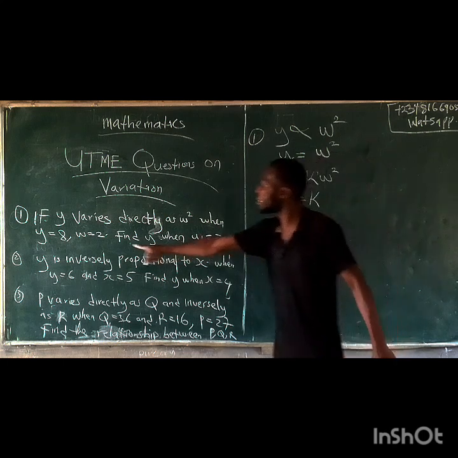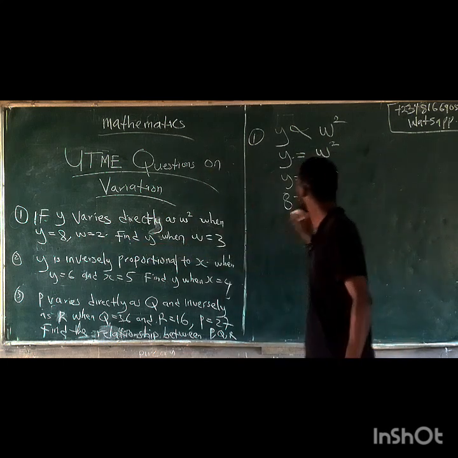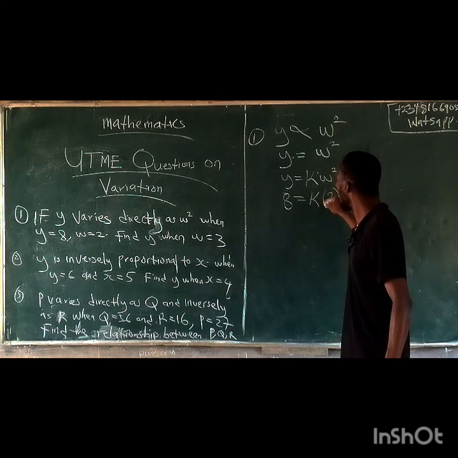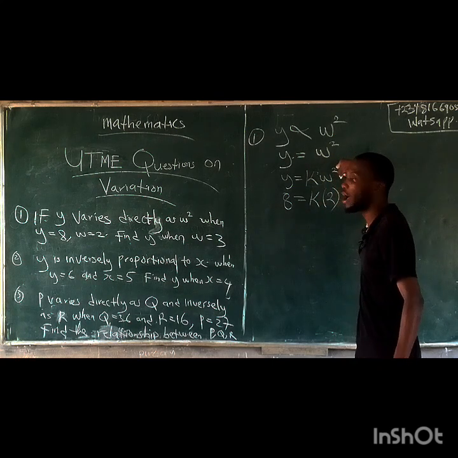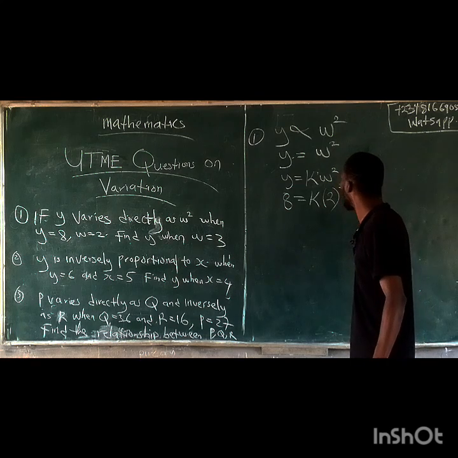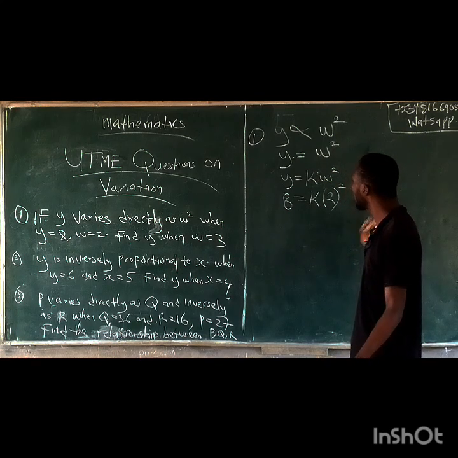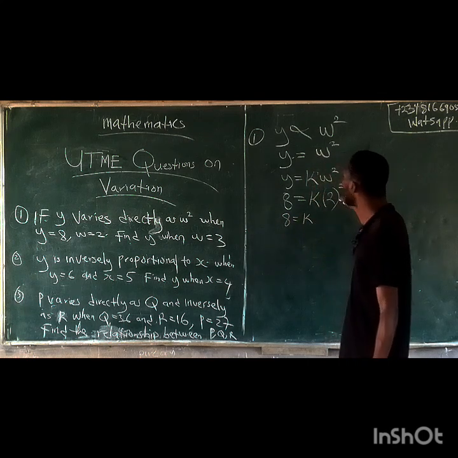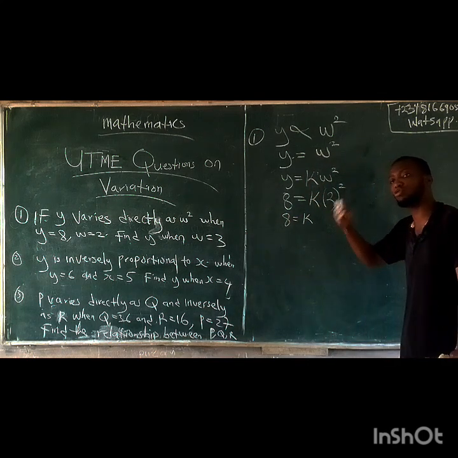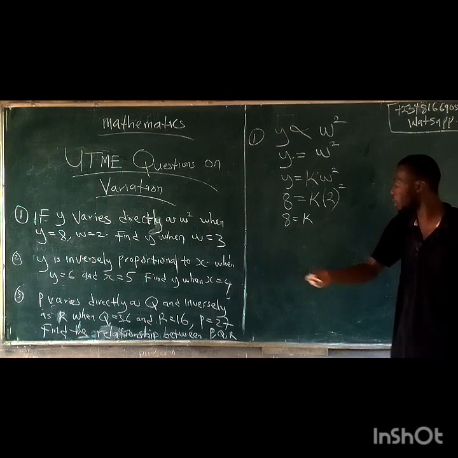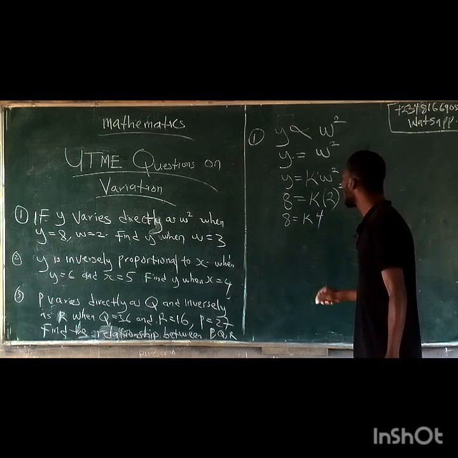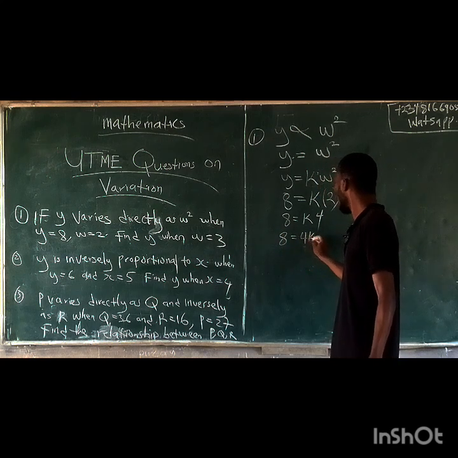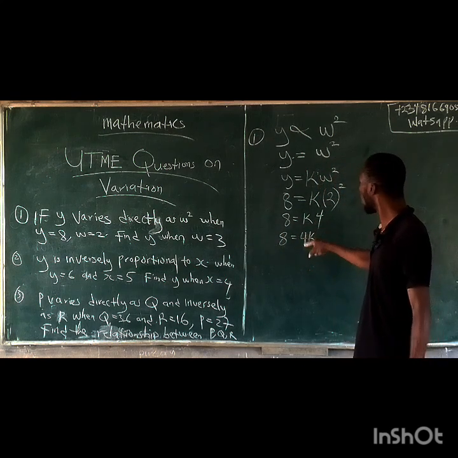Now w is 2, so I put 2 in place of w. I'm putting a bracket because there's a power, raised to the power 2. So 8 equals k times 2 squared. 2 raised to the power 2 means 2 times 2, which gives me 4. Now I can write this as 8 equals 4k, or k4.